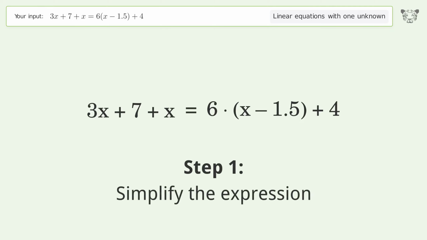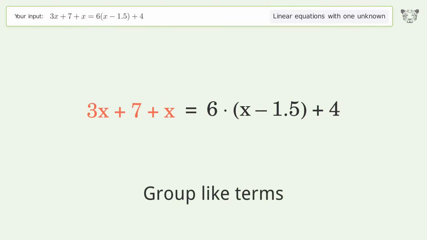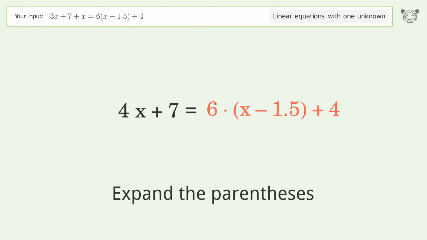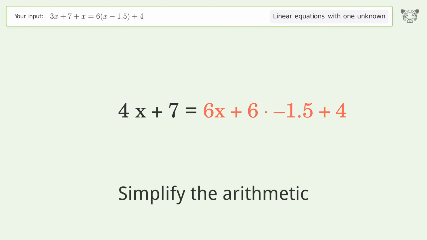Simplify the expression. Group like terms. Simplify the arithmetic. Expand the parentheses. Simplify the arithmetic.